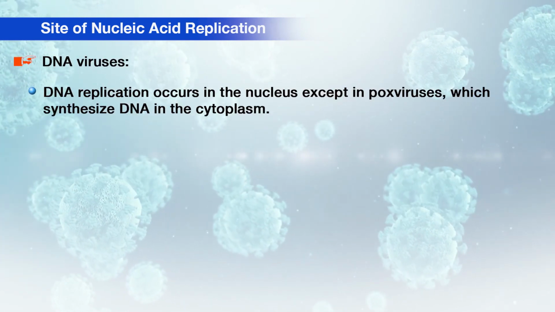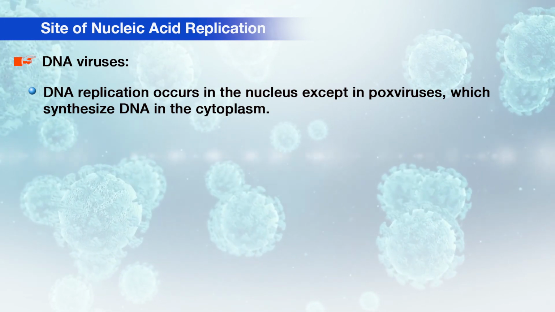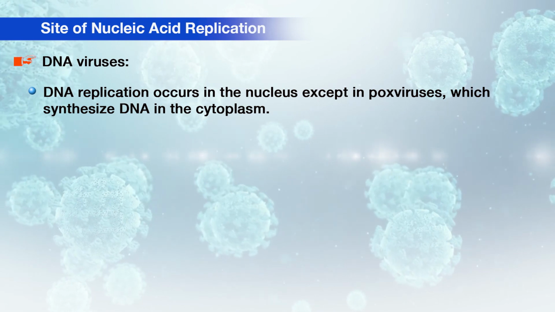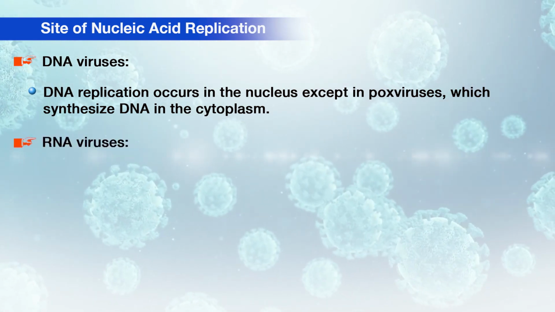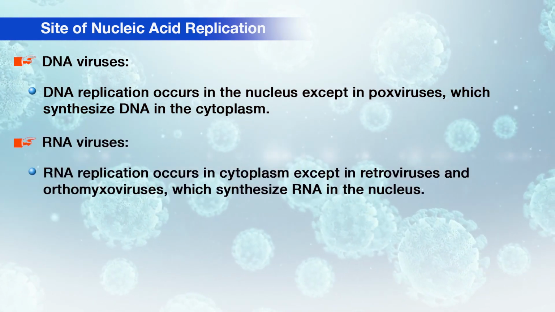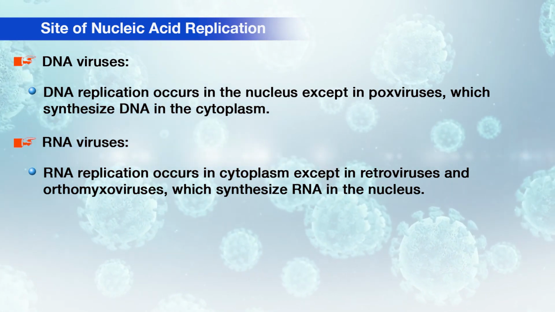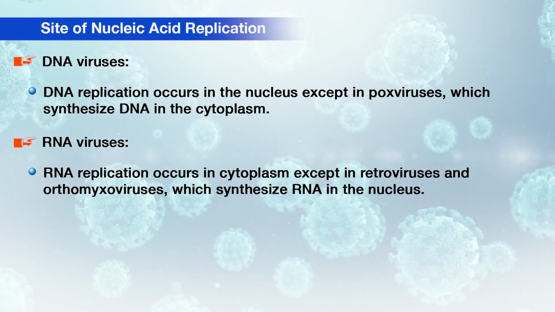In DNA viruses, this replication occurs in the nucleus, except in the pox virus, where the DNA virus replicates in the cytoplasm. And in the case of RNA viruses, the replication occurs in the cytoplasm, except in the retroviruses and orthomyxoviruses, which synthesize RNA in the nucleus.